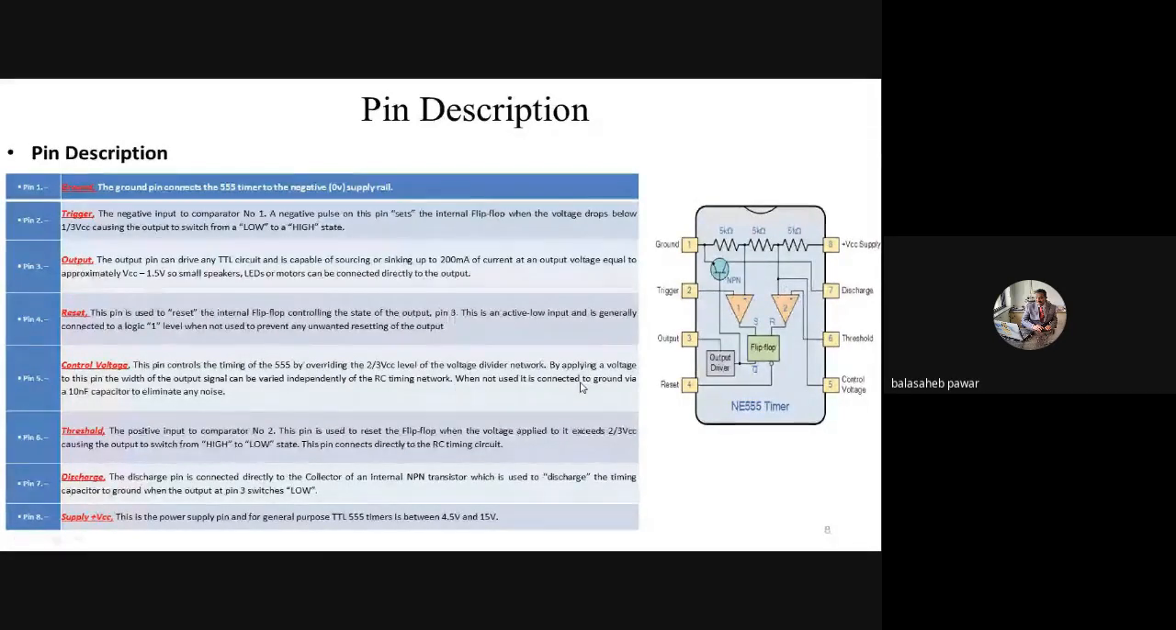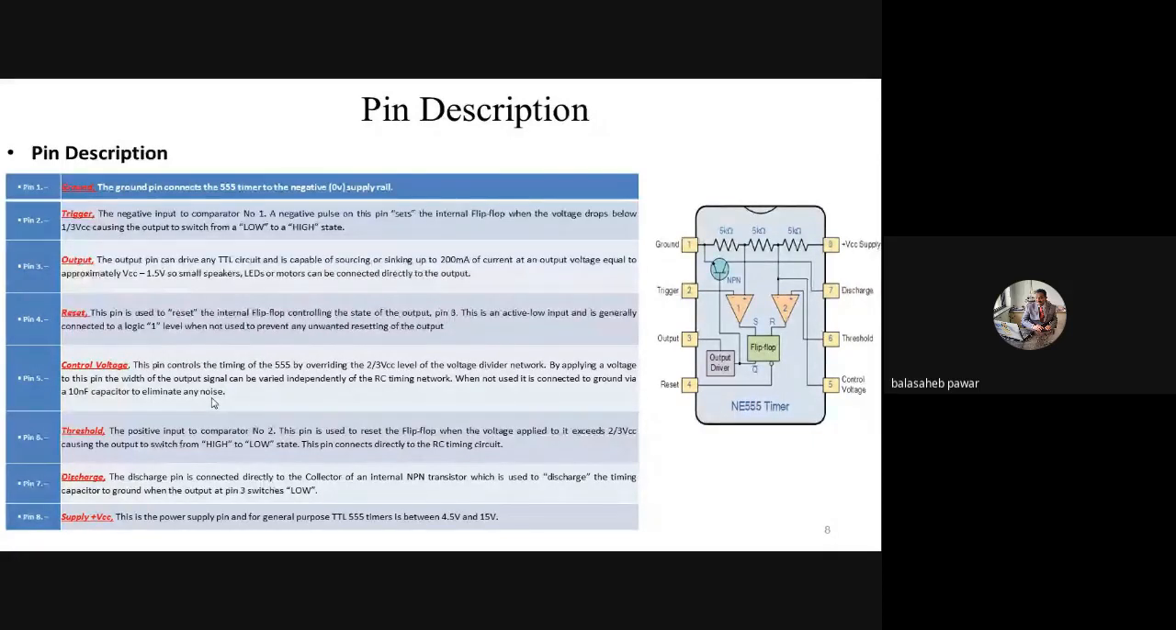How it actually works, that also we will discuss, and everything will be very clear when we study the astable vibrator. Again, one more thing: few external components are to be used with the selected IC, and they are mentioned by the manufacturer. Similarly, in this case, when not used, it is connected to ground via a 10 nanofarad capacitor to eliminate any noise. So you have to remember these things while designing and developing an application using such devices.